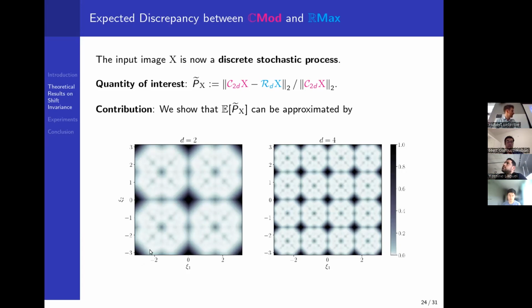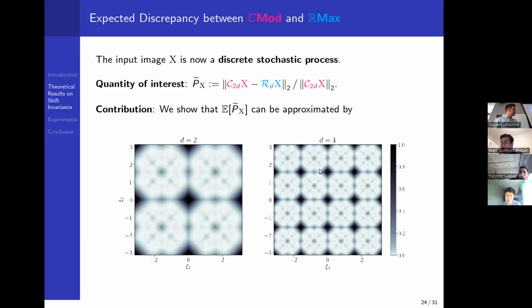So we can see that depending on the filter's characteristic frequency, we can have some very low expected values, but you can see that there are some dark spots here, and those dark spots correspond to frequencies for which the output between the two operators can be very high. So they basically correspond to the pathological examples that I showed before.